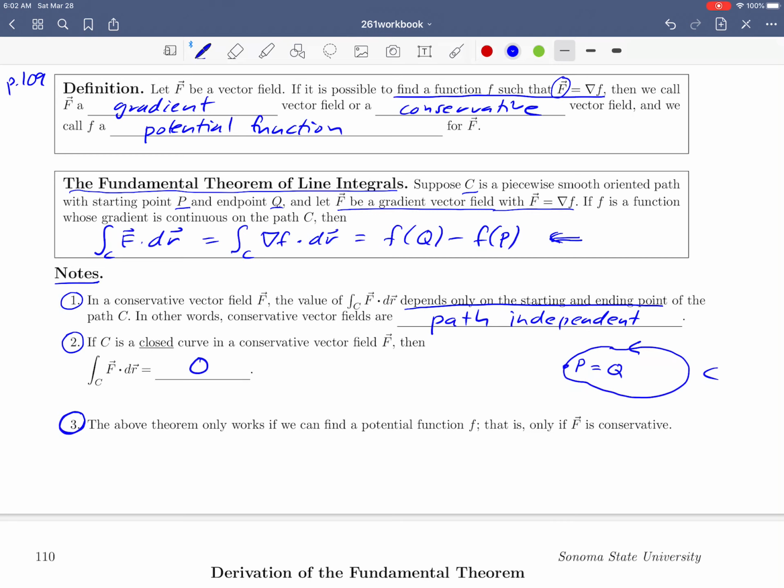And then one more very important comment here. It's important to realize that this theorem only works in a very special situation, only when it's possible to find a potential function, little f. And a little later on, we will talk about a systematic way of deciding when we can do that and how to actually calculate that function.